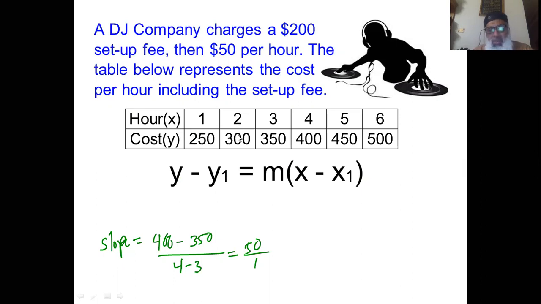If you are going for 2 hours hiring a DJ company, it's $300 for the 2 hours, and similarly for 3 and 4, and if you are hiring for 6, it will be the maximum value of $500. So what we can say is that the variable point is this one. So if we are looking for the cost that is represented by y, we'll have to look at this. So at this point, the hours x and the cost y.